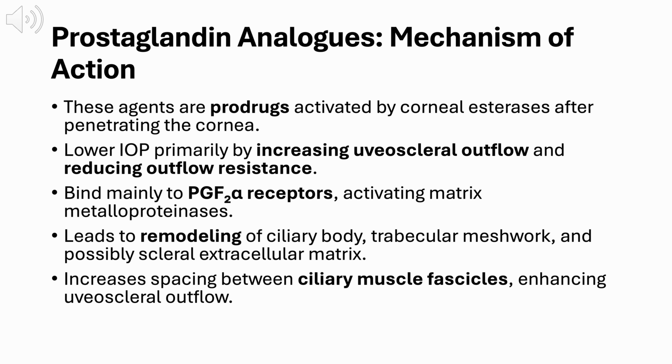Prostaglandin analogues are prodrugs that become active after being converted by corneal esterases once they penetrate the cornea. They lower intraocular pressure mainly by increasing uveoscleral outflow and reducing resistance through the outflow pathways. These agents act primarily on PGF2 alpha receptors, which stimulate matrix metalloproteinases. This activation leads to remodeling within the ciliary body, trabecular meshwork, and possibly the scleral extracellular matrix. The result is increased spacing between ciliary muscle fascicles, allowing fluid to exit the eye more easily through the uveoscleral route.